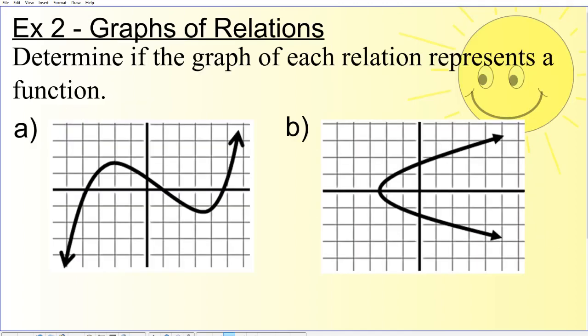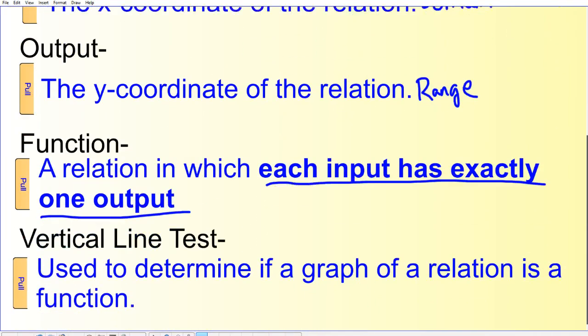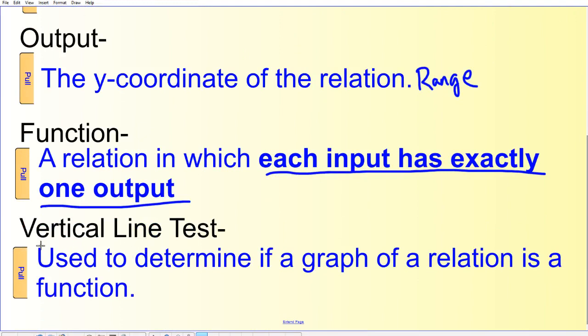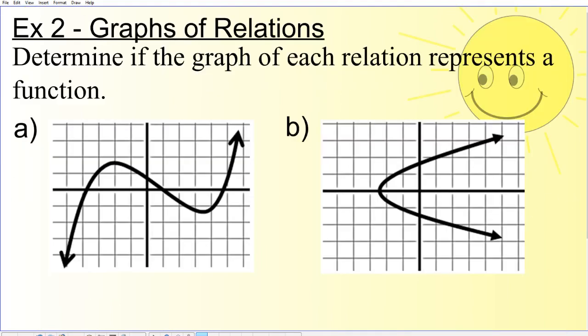Now, the second thing is from a graph. I've got two pictures here. I want to know, is this graph a function? So here's how we tell this. Remember that one vocab word we had up here down the bottom? It was hiding, called the vertical line test. Well, it says it's used to determine if a graph of a relation is a function. Let's see how that's used.